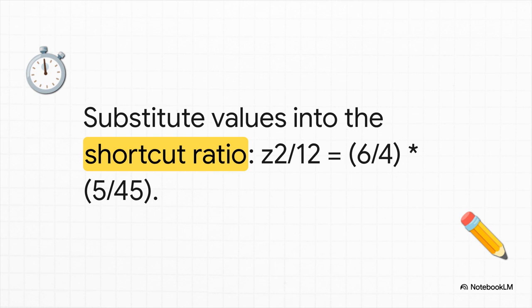We want our new z, right? Let's just call it z2. So we write z2 over our old z, which was 12. Now for the x part, because it's a direct variation, we keep the order exactly the same. New x over old x. That's 6 over 4. But watch this y part closely. Because it's an inverse variation, we completely flip the y fraction upside down. We put the old y on top and the new y on the bottom. So that's 5 over 45.